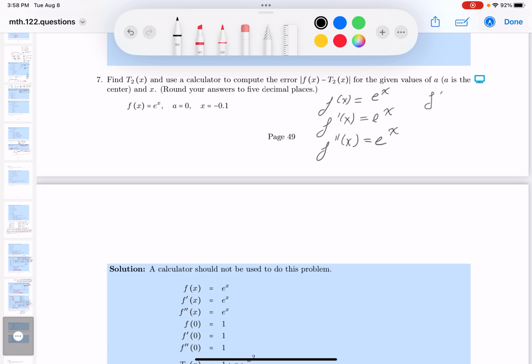So it's going to be f of 0. That's going to be 1. F prime of 0 is going to be 1. F double prime of 0 is going to be 1. So I think I'm ready to write T2 down.